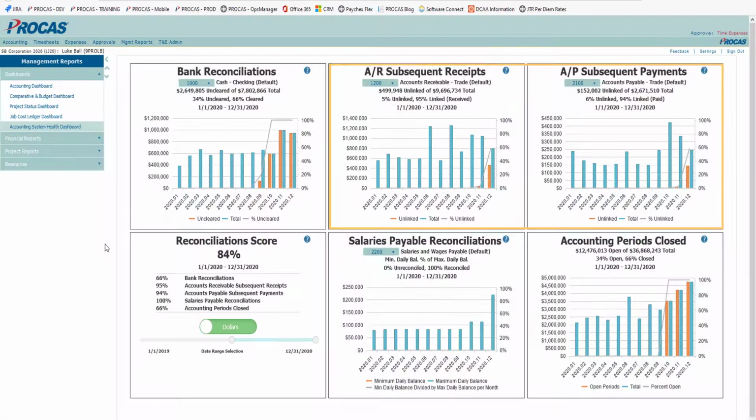Tiles 2 and 3, Subsequent Receipts and Payments. The AR and AP tiles go hand in hand with reconciling your accounting data. The biggest difference between the two is that AR links the money you receive from your clients to the sales journals created in the system for revenue, and AP links the money you pay to your vendors to the purchases journals created in the system for invoices.